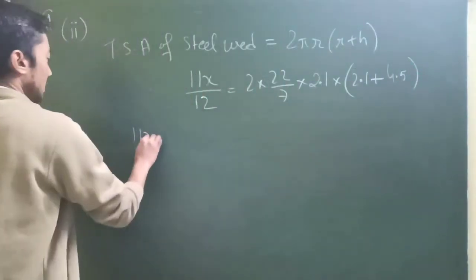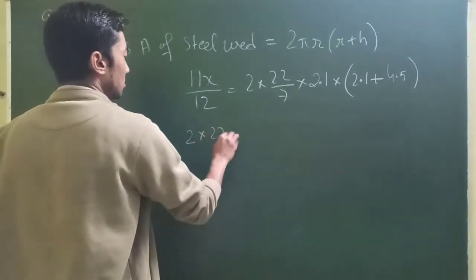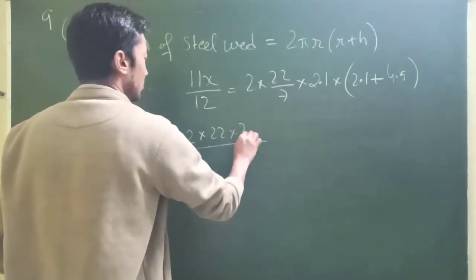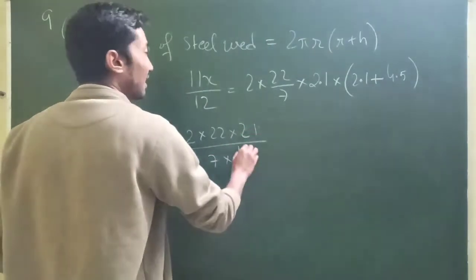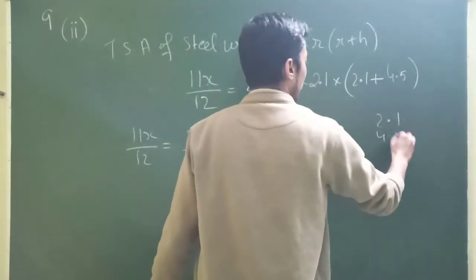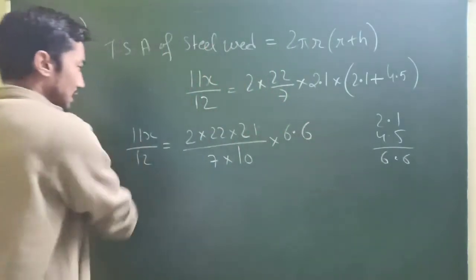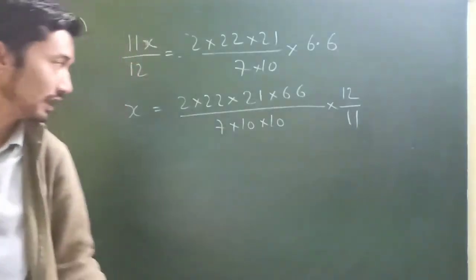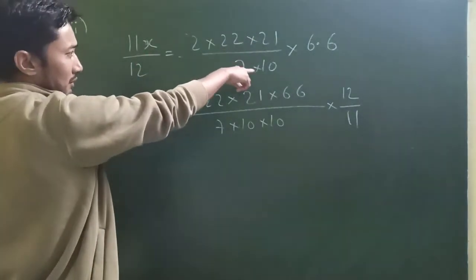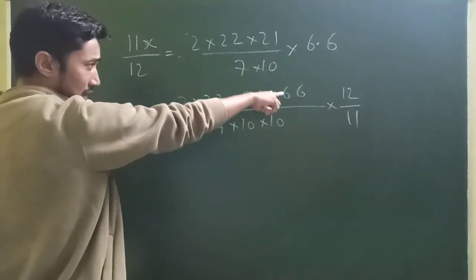So that's 11x by 12 is equal to 2 into 22 into 2.1. Just write 21, 7 into 1 decimal, I'll just bring down, into 2.1 plus 4.5, so that's 6.6. Okay, let's just cross multiply. So 2 into 22 into 21, 7 by 10 into 6.6. So 2 into 22, 21 into 66 divided by 10.